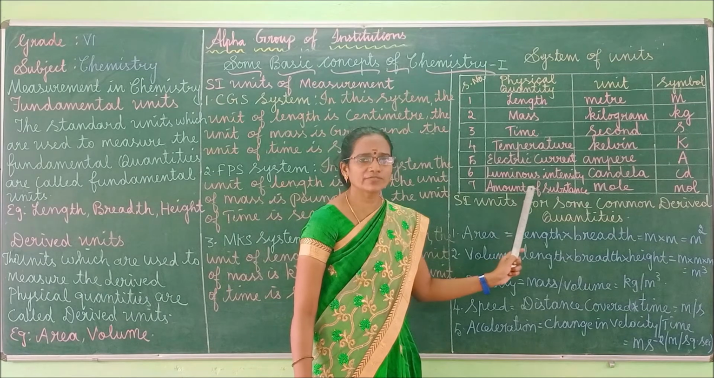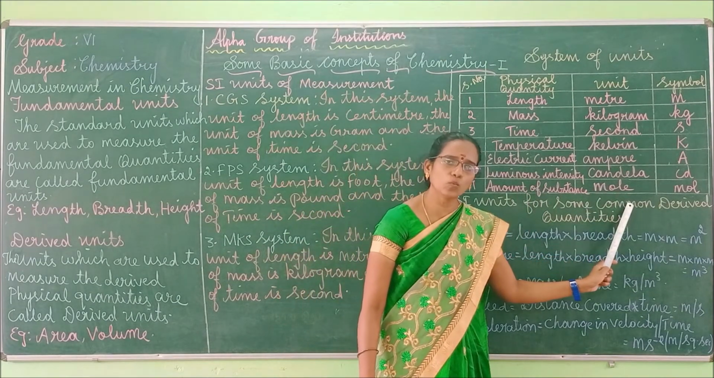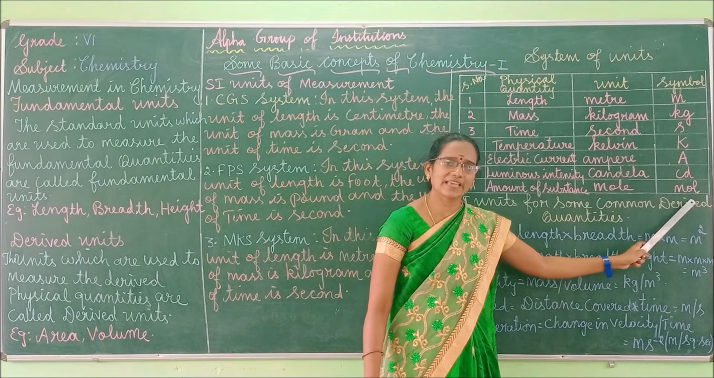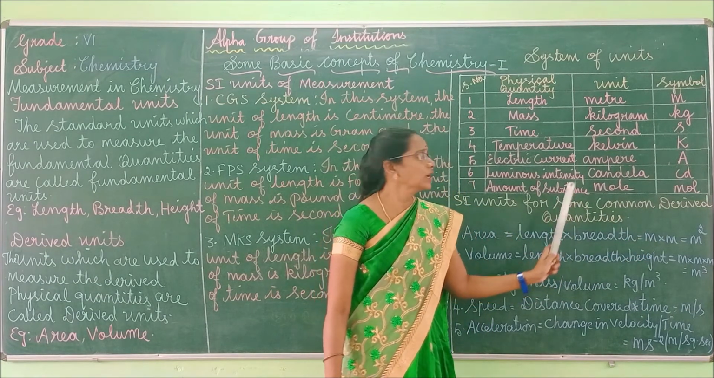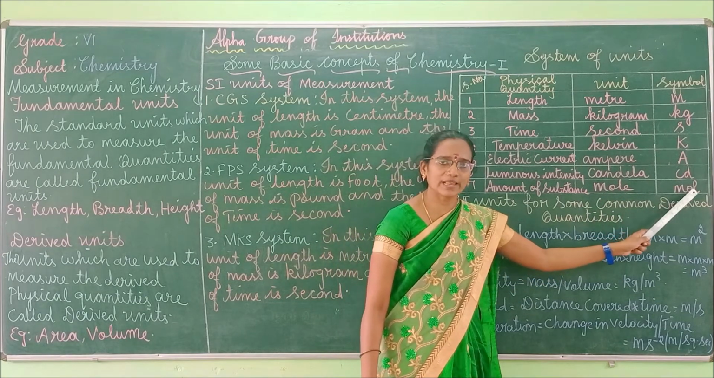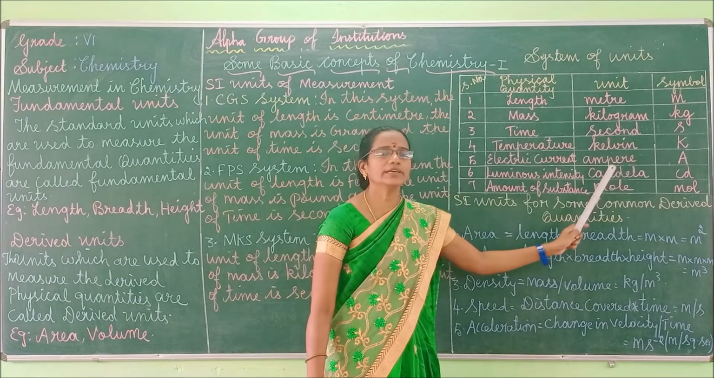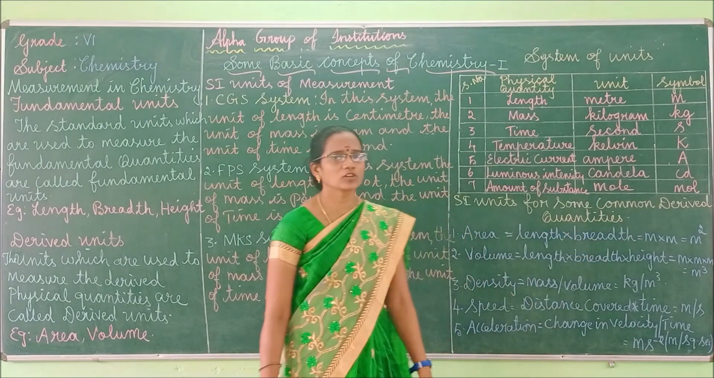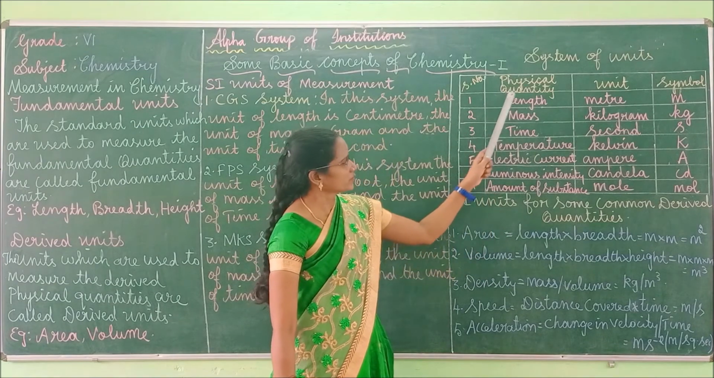Next one is amount of substance. Amount of substance is measured in mole and its symbol is mol. Got it? Amount of substance is measured in mole, its symbol is mol. Got it, children? So what are the systems of units?